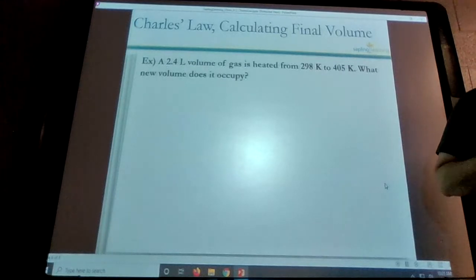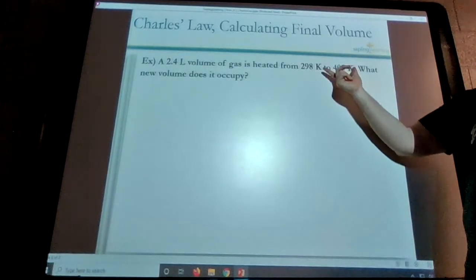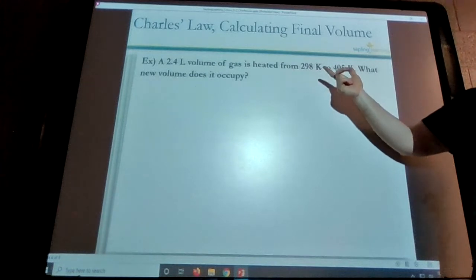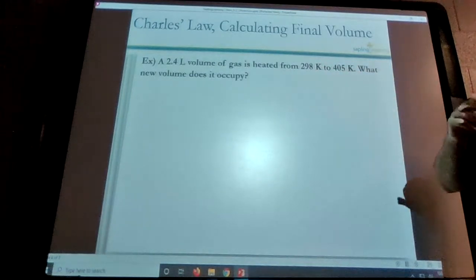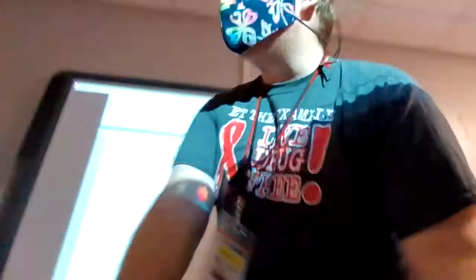And there's really nothing to add to this. Remember, if your temperature is in Celsius, you have to change it. If it's in Kelvin, you don't have to change it. So I'm going to do these two examples real quick on the board over here.